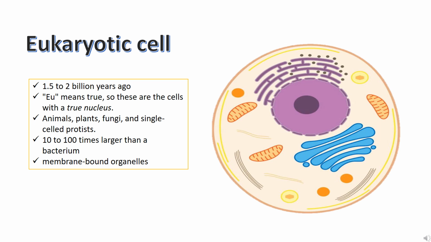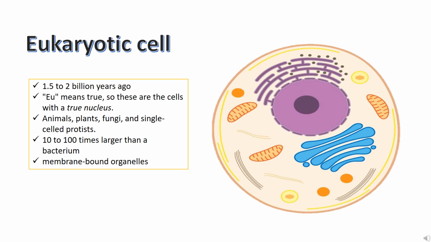Evolution shifted from the single-room cabin of the prokaryote to a sprawling, high-tech metropolis, the eukaryotic cell. EU means true, so these are the cells with a true nucleus. Eukaryotes make up everything complex: animals, plants, fungi, and single-celled protists. The first thing that strikes you about a eukaryote is its sheer scale. It is massive, often 10 to 100 times larger than a bacterium. If a prokaryote is a bicycle, a eukaryote is a commercial jet airliner.